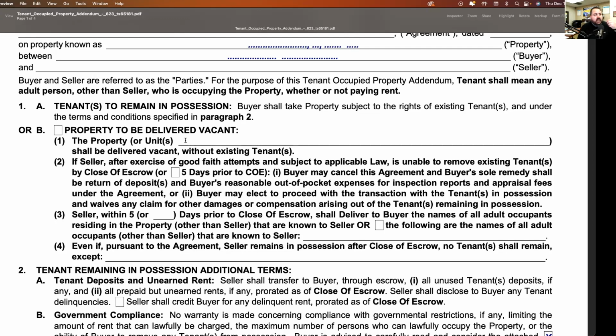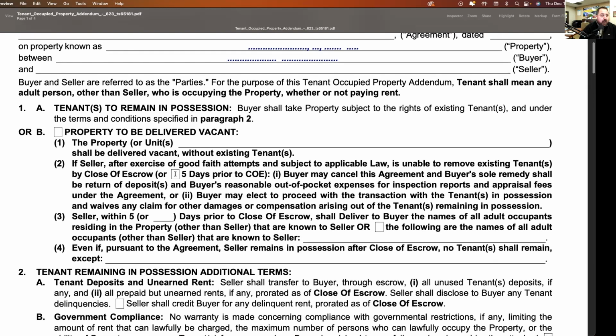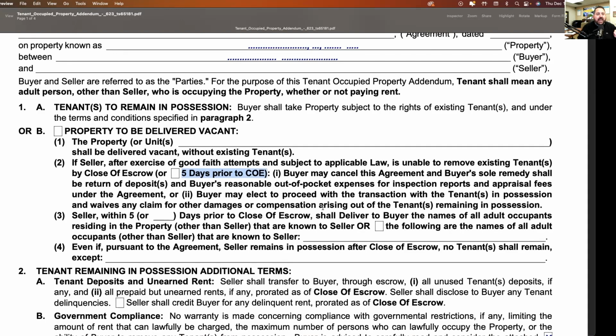Okay. If seller, after exercise of good faith attempts and subject to applicable law, is unable to remove existing tenants by close of escrow or 5 days prior, my choice would be you guys check off 5 days prior on your TOPAs. Buyer may cancel this agreement, and buyer's sole remedy shall be return of deposits and buyer's reasonable out-of-pocket expenses for inspection reports and appraisal fees under the agreement. Or buyer may elect to proceed with the transaction with the tenants in possession and waives any claim for damages or compensation arising out of the tenants remaining in possession.